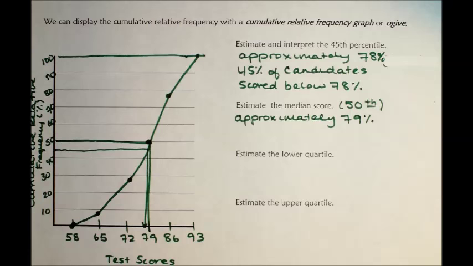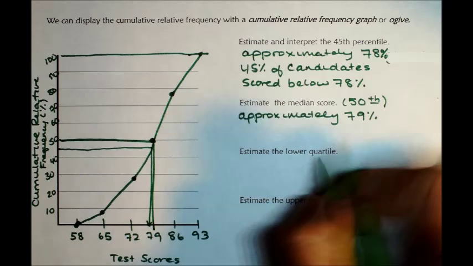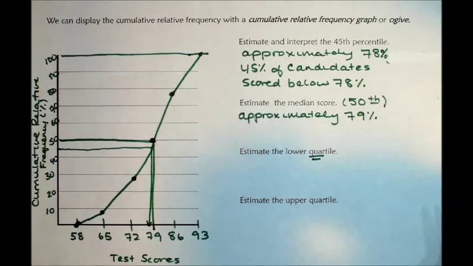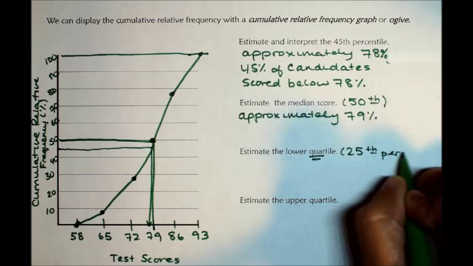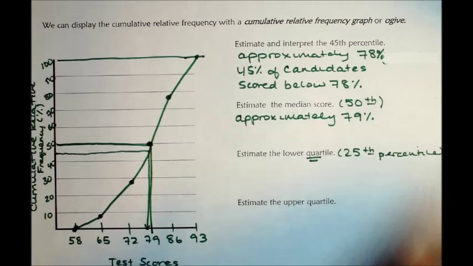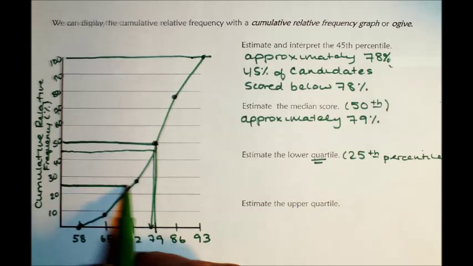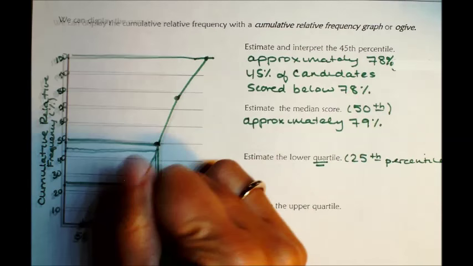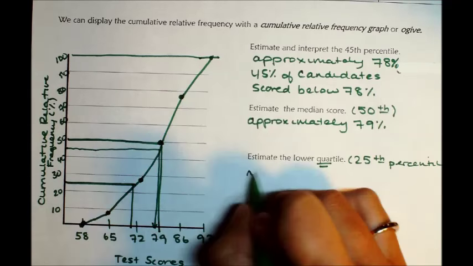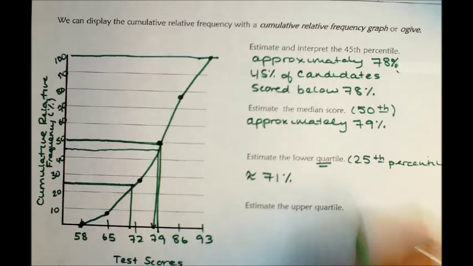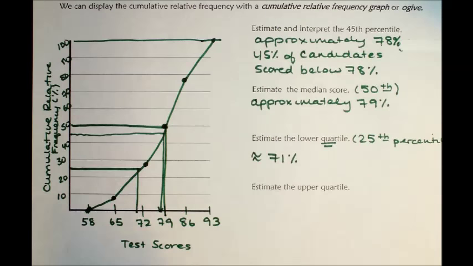Next, we're going to estimate our lower quartile. So lower quartile we know is Q1. Keyword is quartile, which is 25%. So we're looking for the 25th percentile. We go over to the graph. We find 25%, which is here. Follow it down, and it looks like, if we want to estimate, it is approximately, let's say 71%. That means that 25% of candidates scored less than 71%.